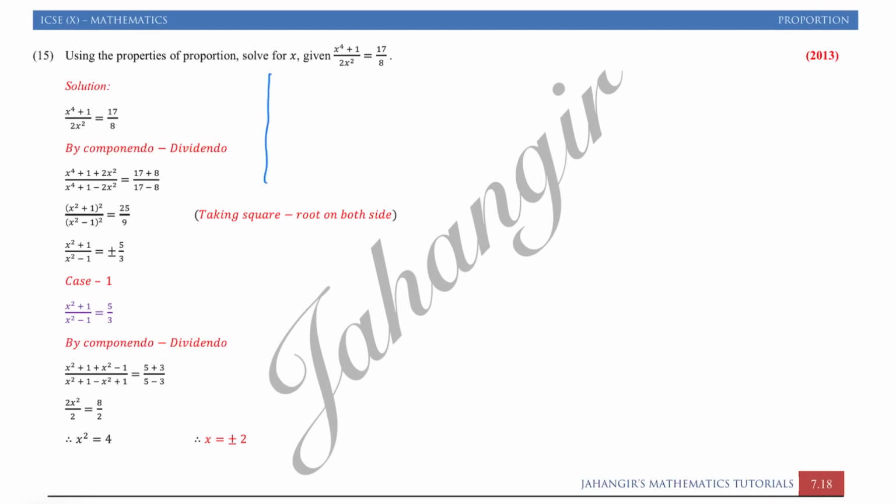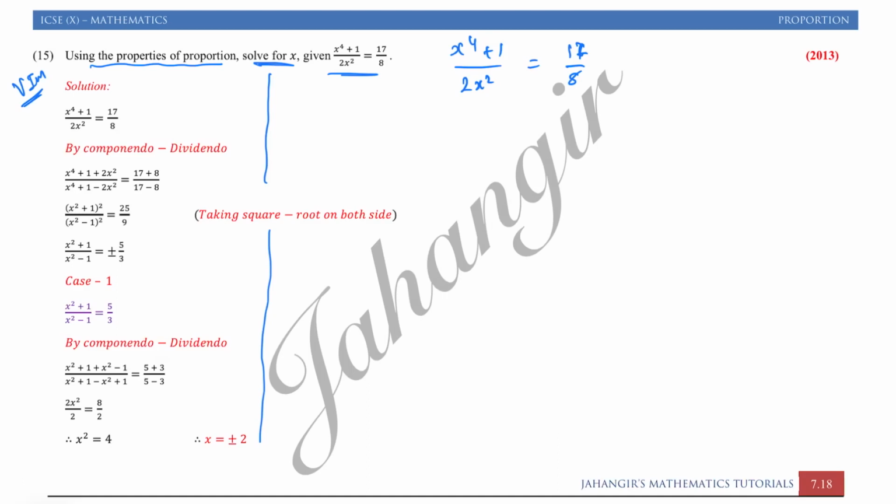Next question. This is a very important question. This is the identity based question. Using properties of proportion, solve for x. Given that we have (x^4 + 1)/(2x^2) = 617/8.